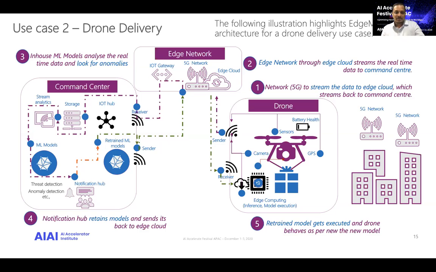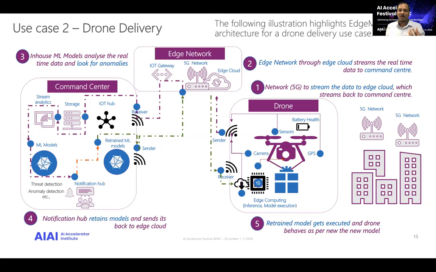So how does the model work? As I mentioned in the picture, look at the maroon lines. All the data, the machine learning decisions that the drone has taken, sensor data, camera data, GPS data, battery health, all of these are streamed in real time, leveraging my 5G network, to an edge-based cloud. Then through the IoT gateway, that edge-based cloud will send it to the IoT hub in my command center. The IoT hub will first store all the information.